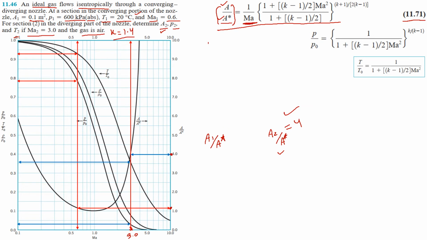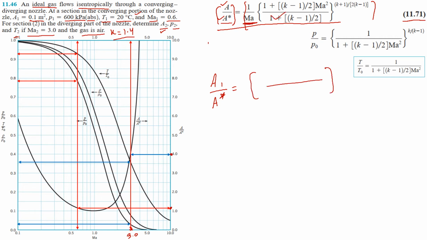So now let's rearrange this equation and write it as A1 over A star. A1 over A star will be equal to the right hand side that is given. I will just draw the brackets, and then the rest is given in the graph. Similarly, A2 or A critical will be equal to the same, just the Mach number in this case will be 1 over Mach number 1, and in this case 1 over Mach number 2.